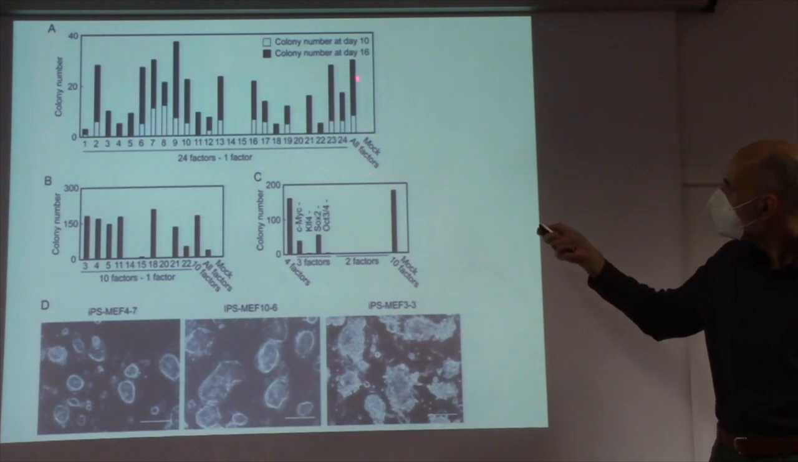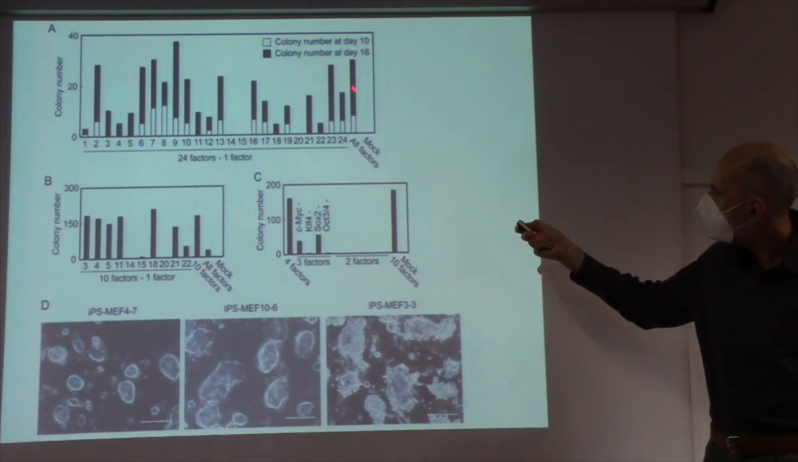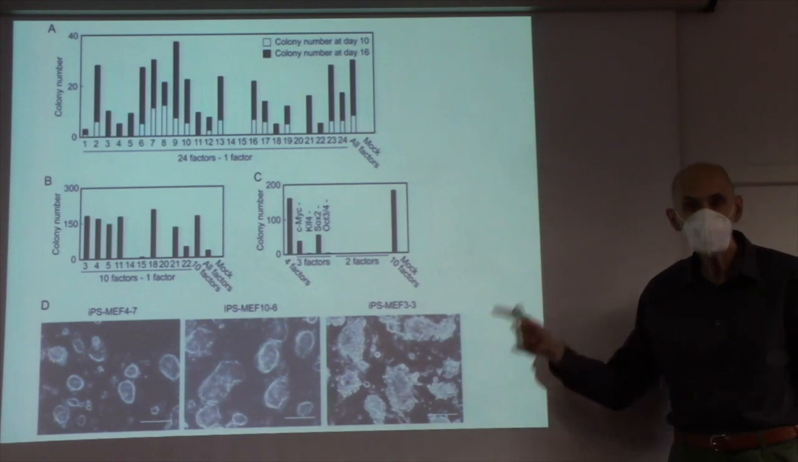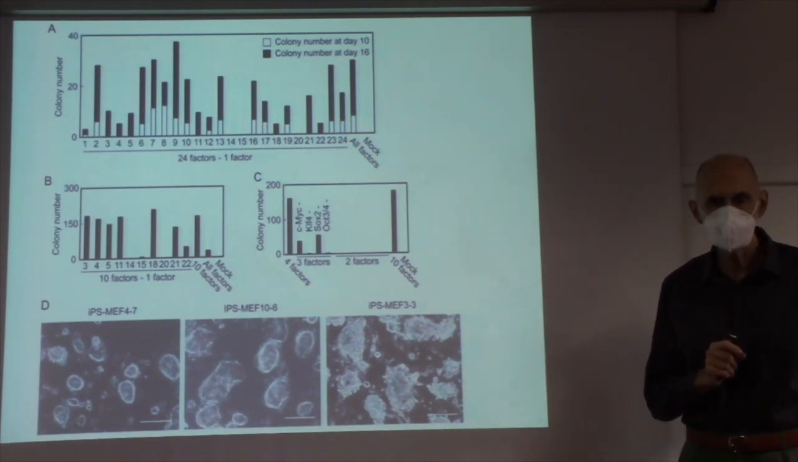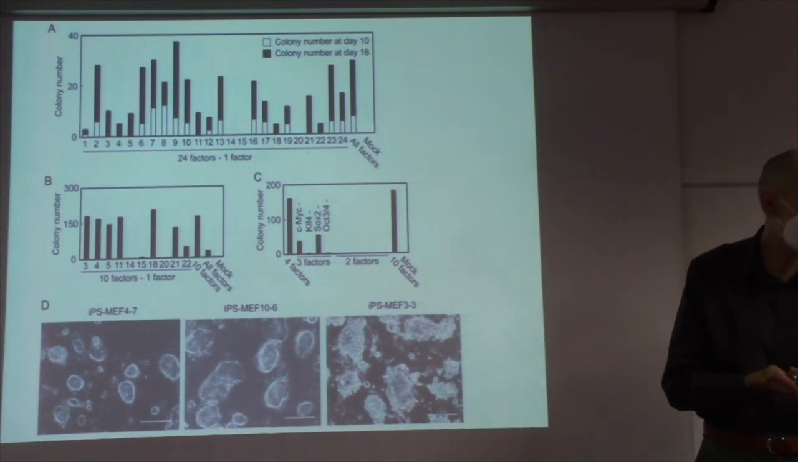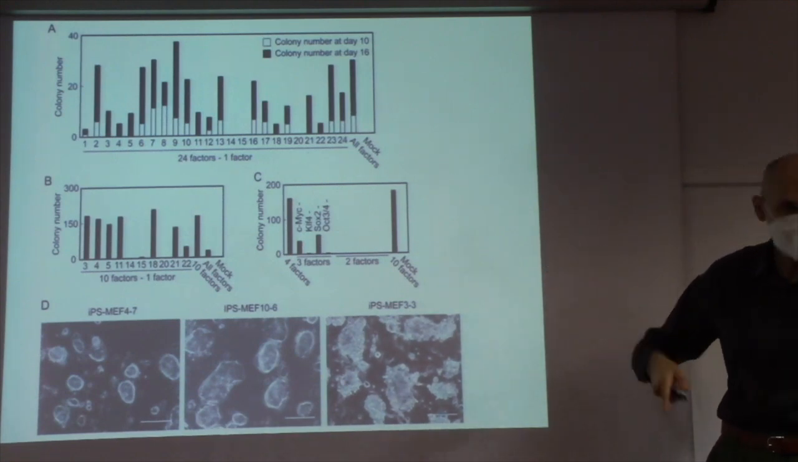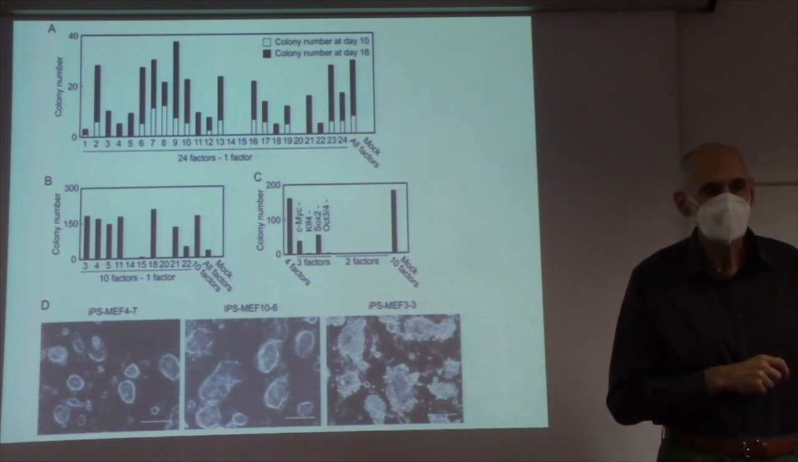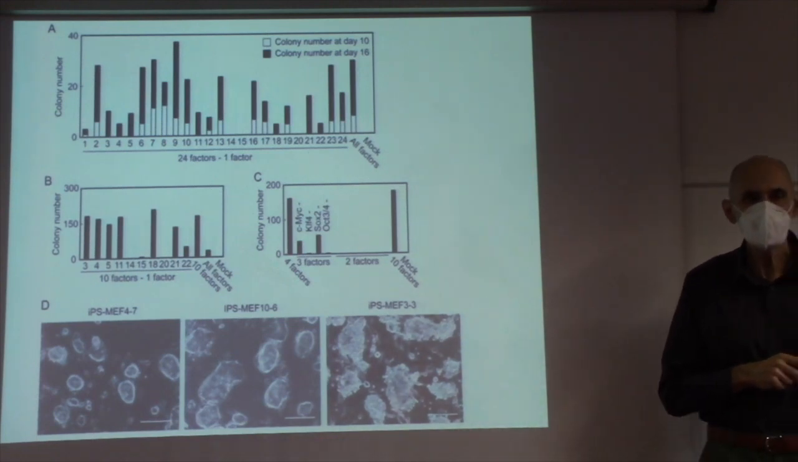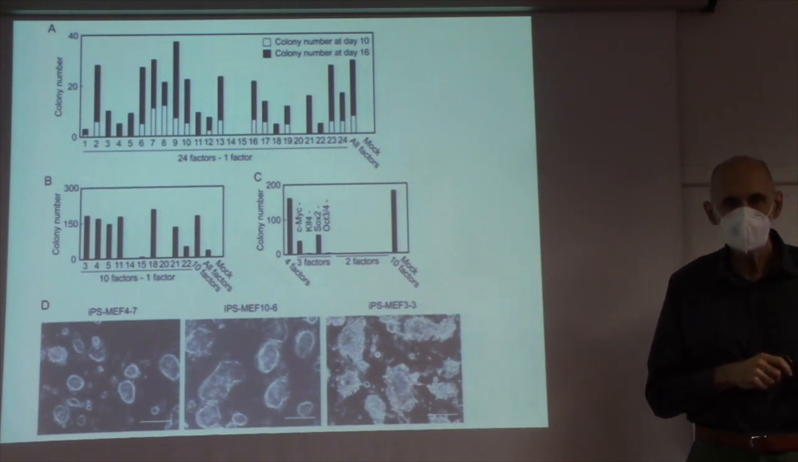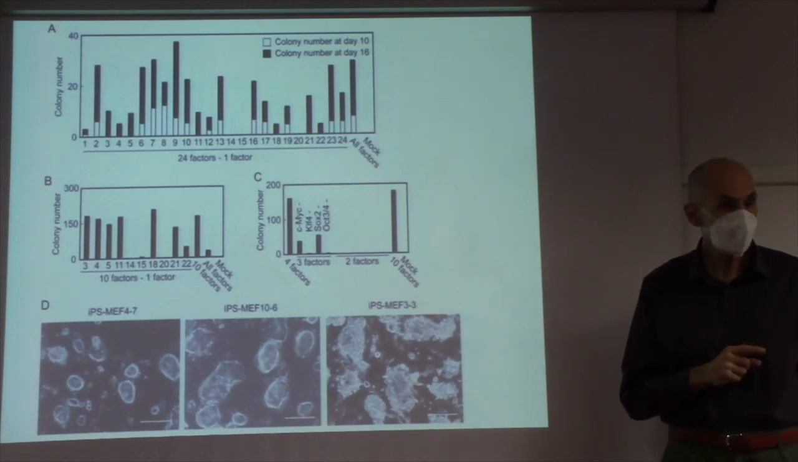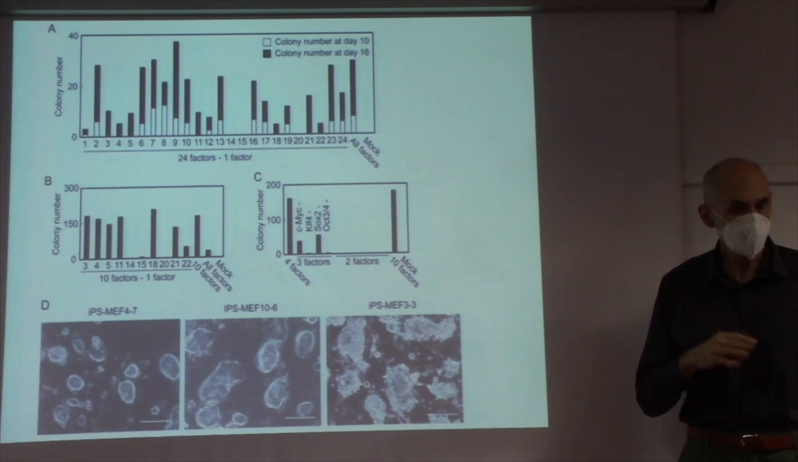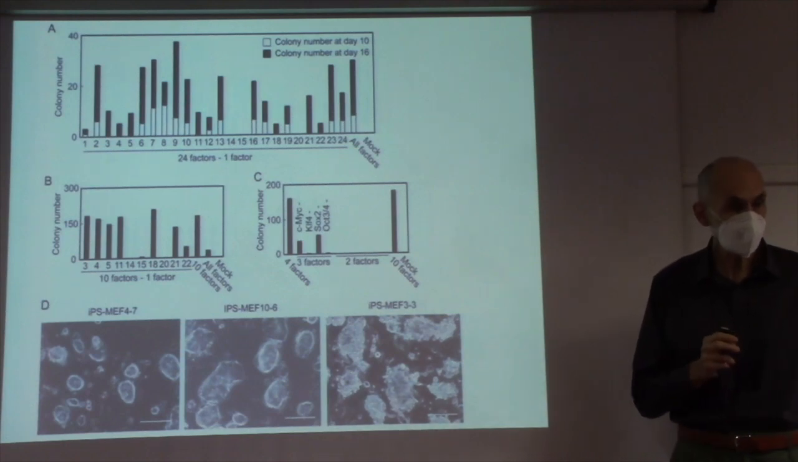What about this? What would you call this? All factors, all 24 factors together. What is it? Positive. It's a positive control. If this is a negative, this is a positive. A positive control is needed in the first place to make sure that the experiment is working. We had already seen in the previous experiment with all 24 factors that the 24 factors work.